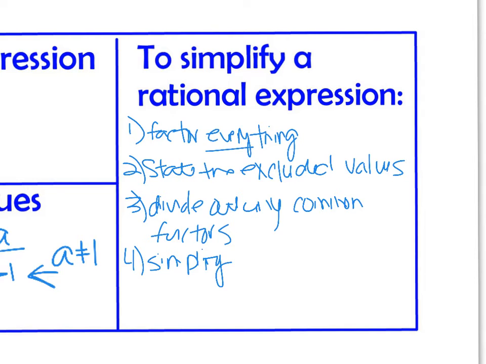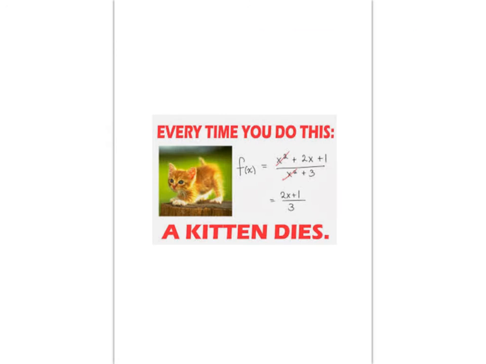Okay, so first thing, factor everything. Second thing, state any excluded values. Third thing, divide out any common factors. And lastly, we are going to simplify. So let's try some of these.